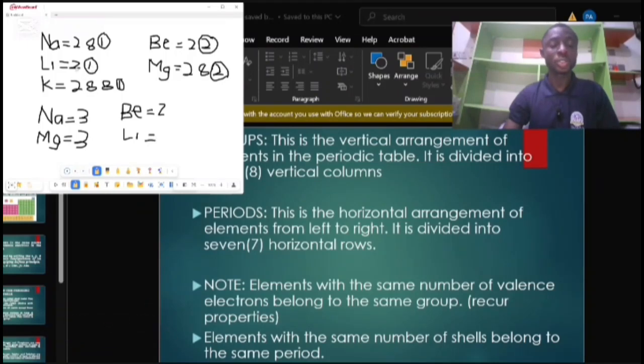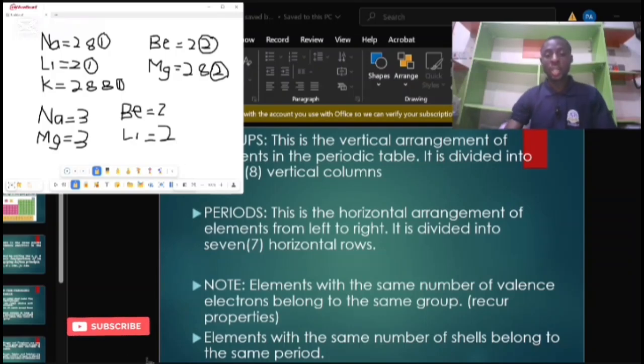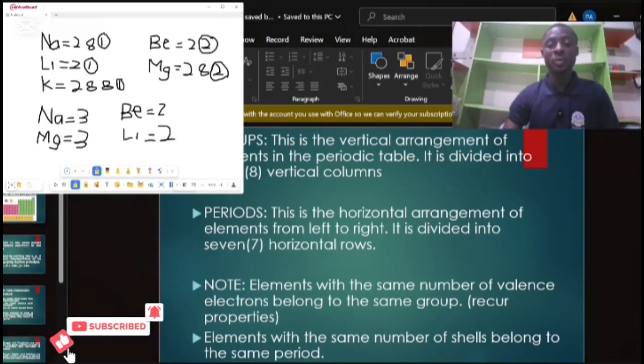This first 2 electrons will be in the first shell. This 1 electron will be in the second shell. The number of shells of lithium is also what? 2.